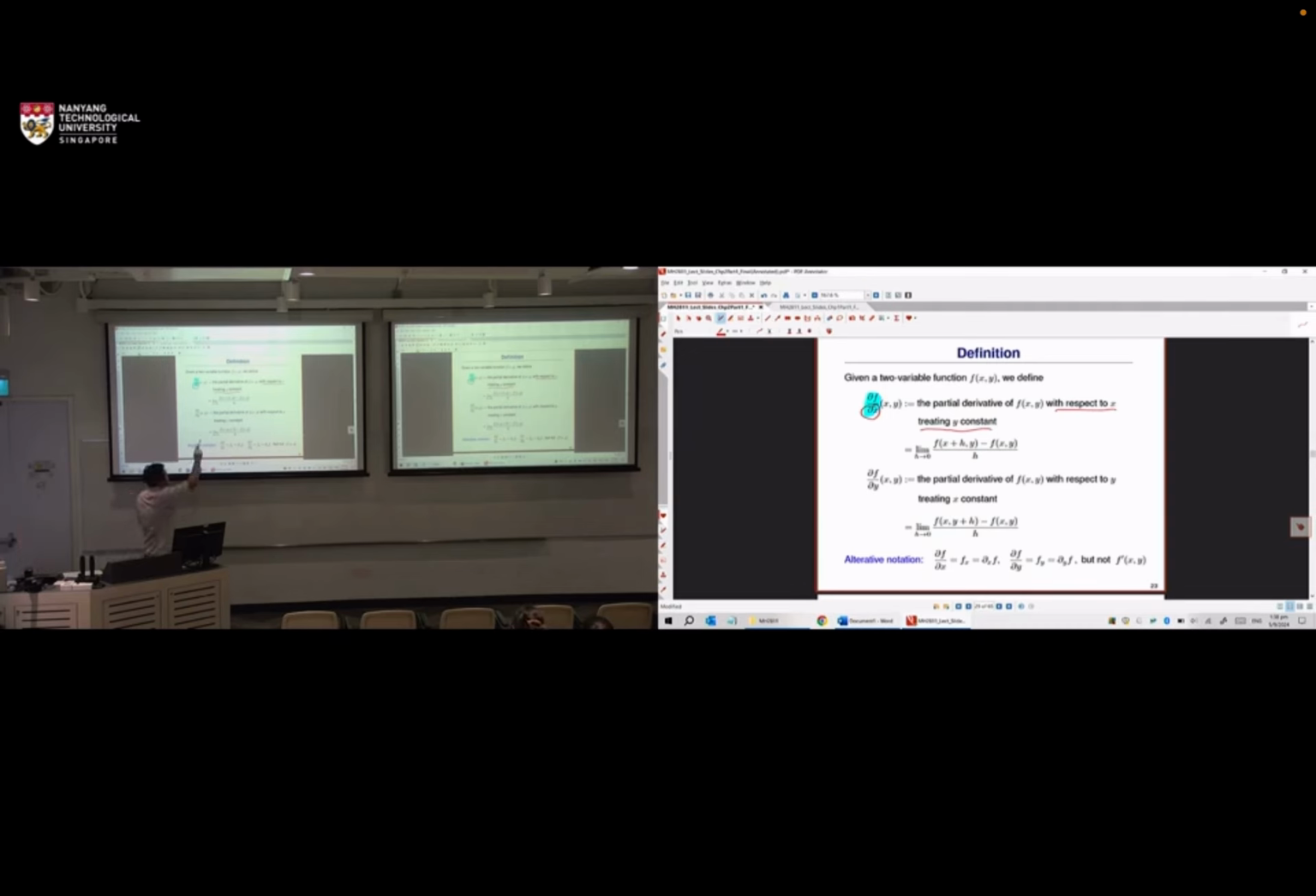And the formula is as follows. This is what we call the first principle. Limit of h approaching 0, f of x plus h, comma y, where y is kept as constant, minus f(x,y), divided by h. This should be the focus of your Math 1, back then.